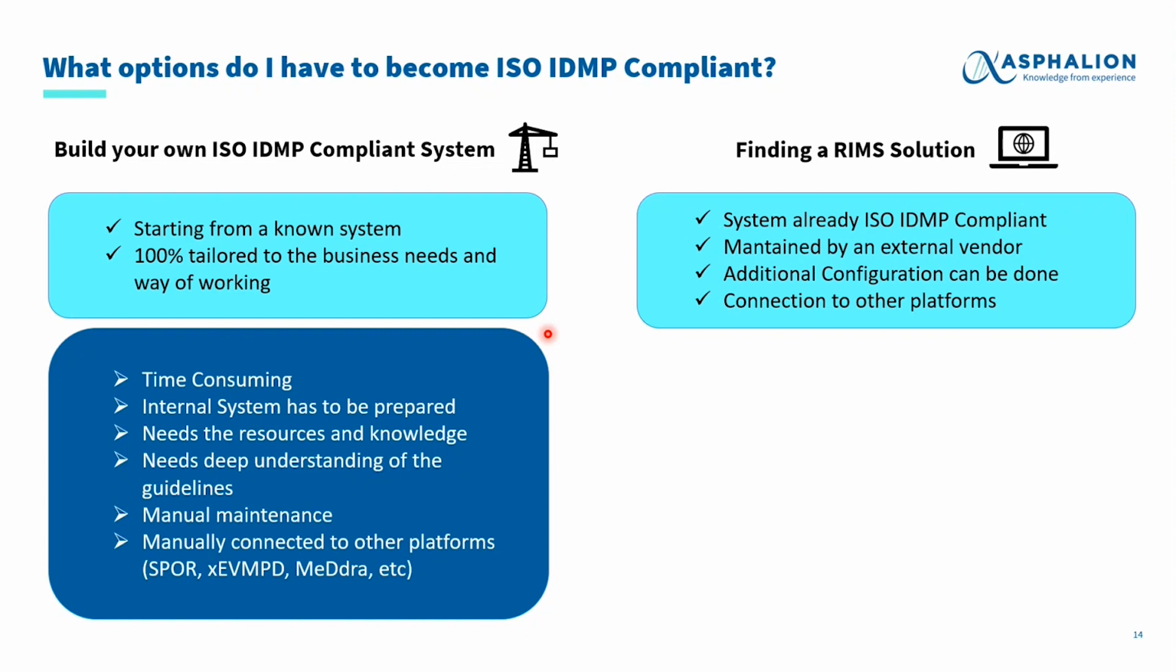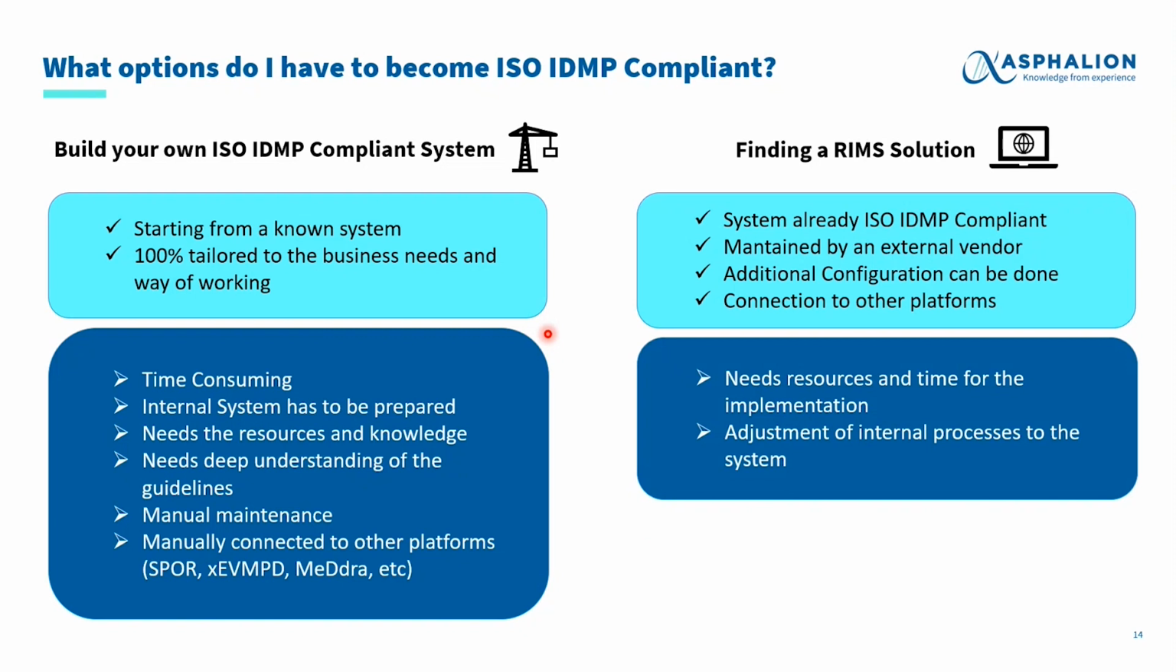But as well, the story is never 100% happy. There are always some bad things in the way. So we need to think of the inconveniences: implementing a RIMS solution is not always the simplest process. You need to have the resources and the time for this implementation, and you need to keep into account there will need to be an adjustment of your internal processes to this system, because at the end you will have to adapt to this new system, to this new way of working. So let's keep that into account.